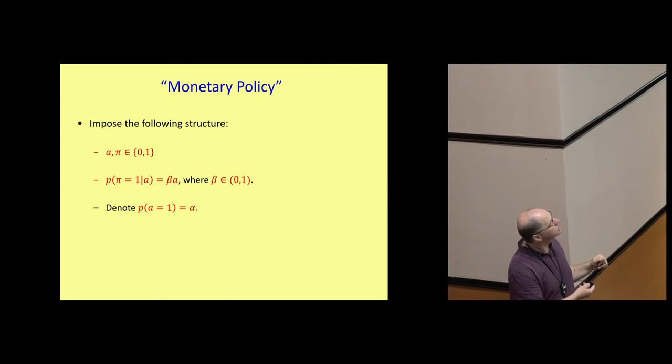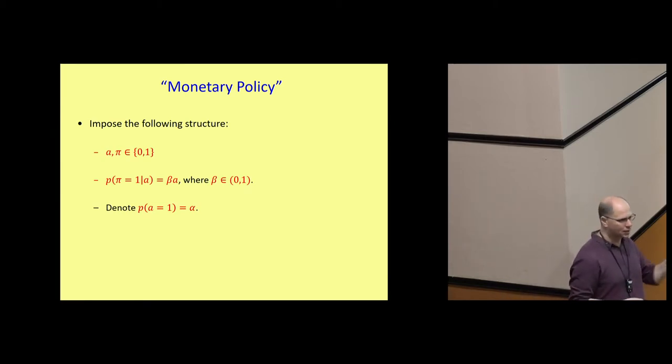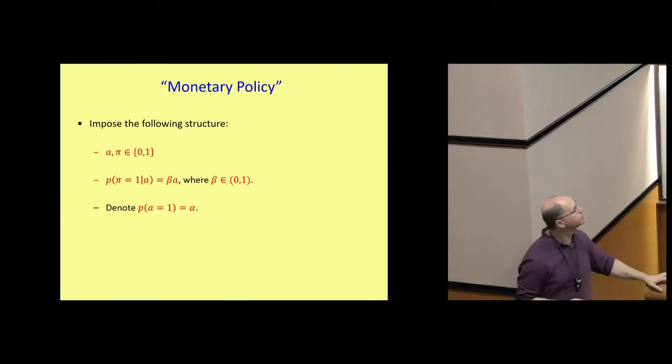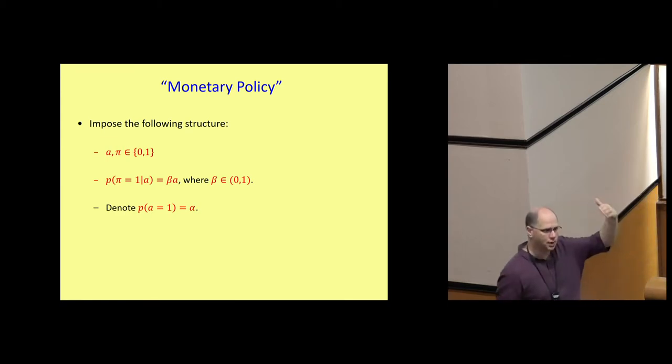Because if A is 0, the probability of high inflation is 0. But if A is 1, the probability of high inflation is only beta. And this asymmetry is something that I need. Let's use alpha to denote the marginal over the strategy, basically the strategy of the central bank. What's the probability that they try to inflate? It's the long-run distribution. Again, think about this as a commitment ex ante.